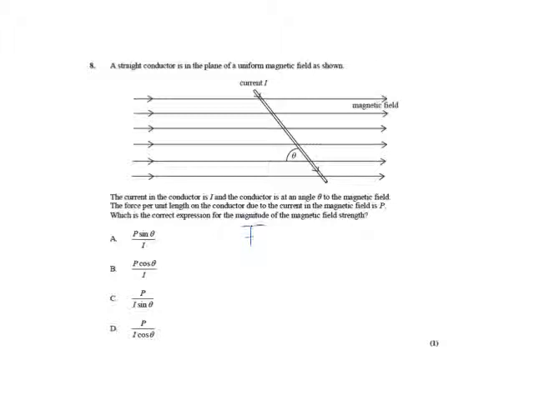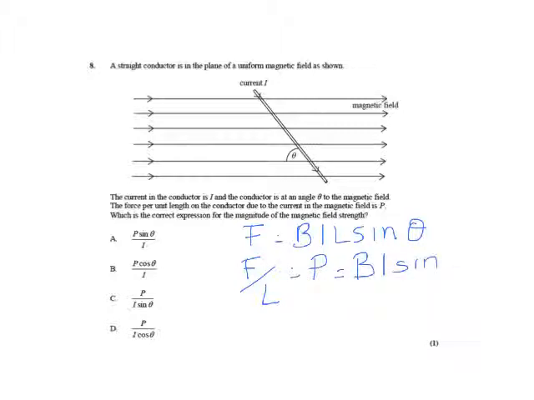This is a question about the F equals BIL sine theta formula. Okay, so firstly, force per unit length is equal to P. So that is then equivalent to B, the magnetic field strength, times current, times sine of the angle, which is basically getting rid of the L. And now we need the equation in terms of magnetic field strength. So B equals P over current and sine of the angle.